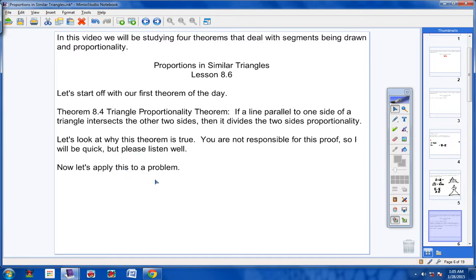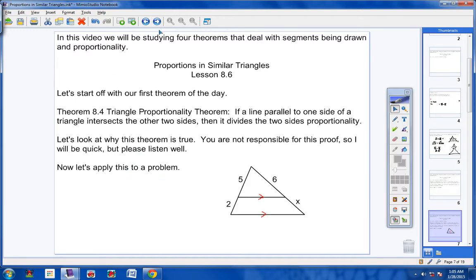Let's apply this to a problem now, okay? So please take some really good notes on this. Copy this in your notes. I want you to solve for x. I'll give you just a second to copy this in your notes. And then I want us to solve for x.